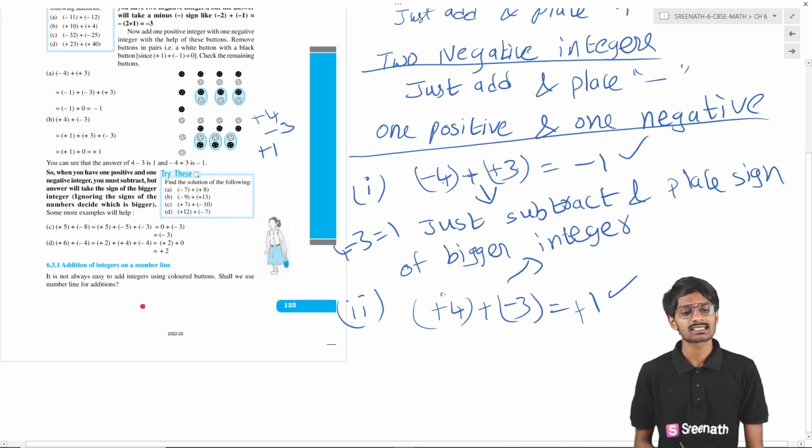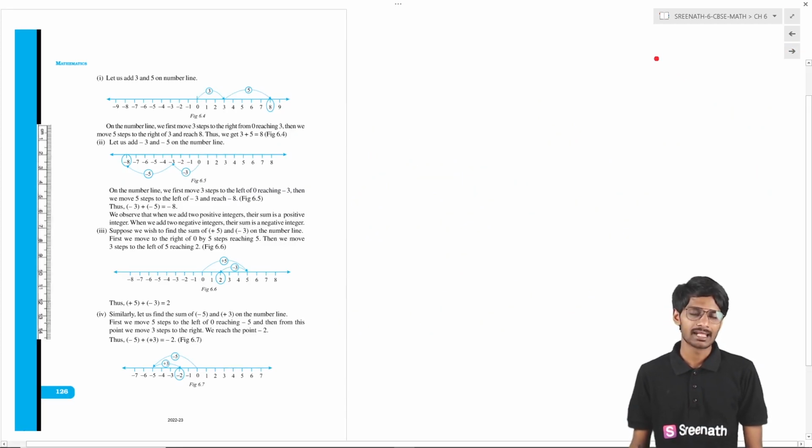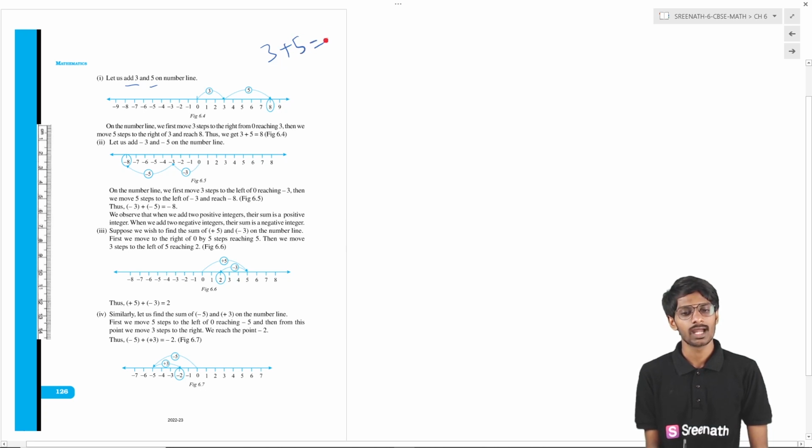Okay. Now we will discuss addition of integers on the number line. How will you add? So this is the number line. Now add 3 and 5. First, start from the origin. We have to add 3 now. Adding means move towards the right, 3 steps. After that you have to add 5. Now you have to move 5 steps towards the right side. So finally you will reach 8. So 3 plus 5 is equal to 8.